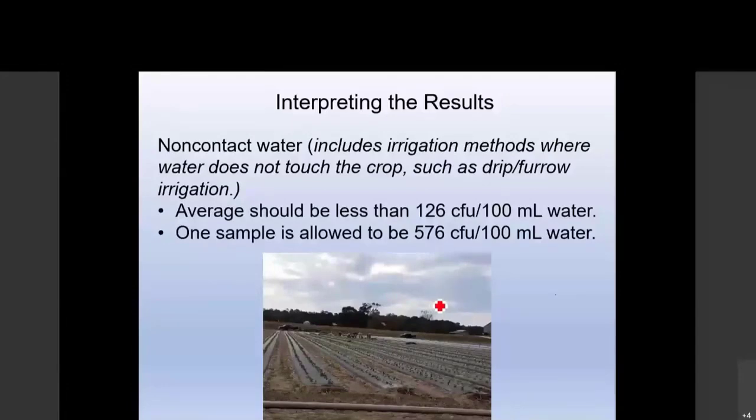This includes irrigation methods where the water does not touch the edible portion of the crop on covered crops. So that's just kind of like the understanding, talking about covered produce. And in this case, non-contact water is where the water does not touch the edible portion. And commonly around here, that's going to be drip irrigation. So your average, that 1, 2, 3 divided by 3, should be less than 126 colony forming units per 100 mLs. And one sample may not be more. So any one sample may not be more than 576 colony forming units per 100 mLs.